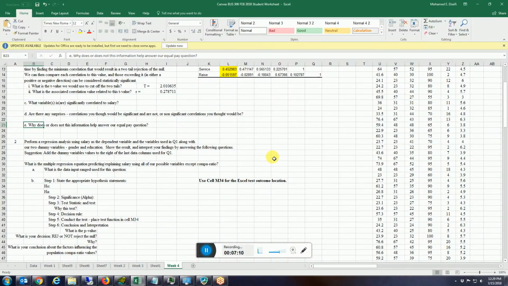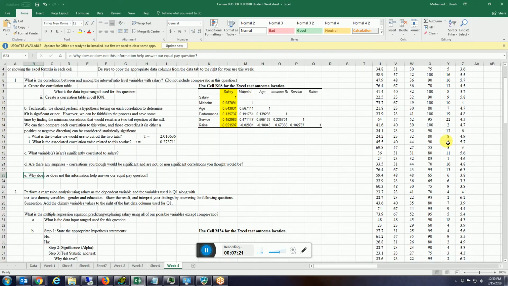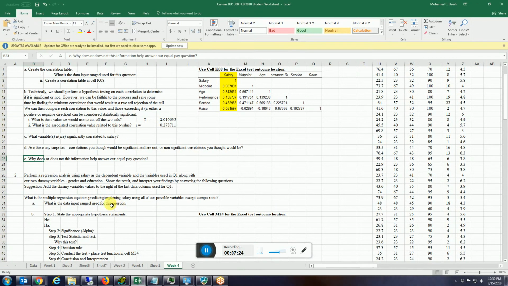Okay, the next step in the analysis now is to try to develop a regression model or a prediction model to predict the salary using not only these variables, but in addition we want to use also gender and education. Okay, and the reason why is we want to see whether or not gender is a factor in predicting the salary. Does it play a role in that? So that will help us answer our final question for the project there.